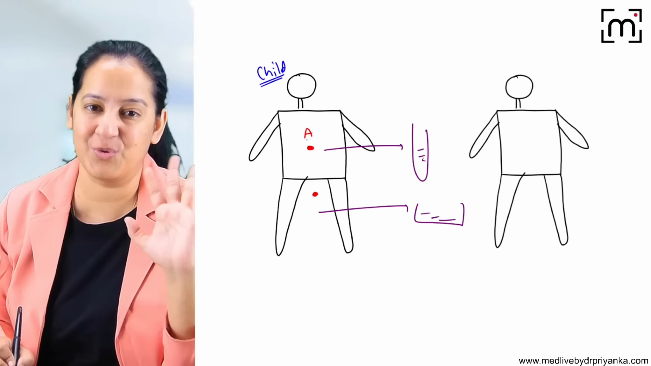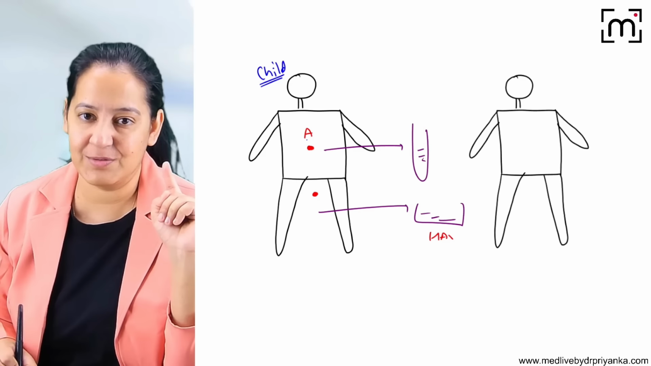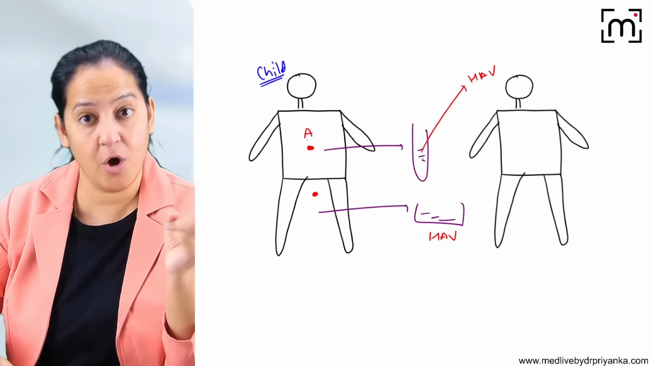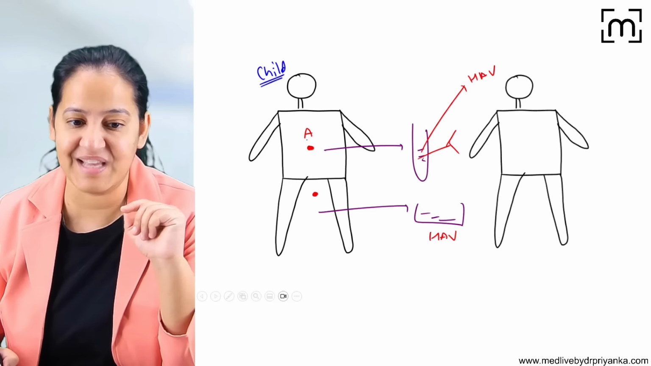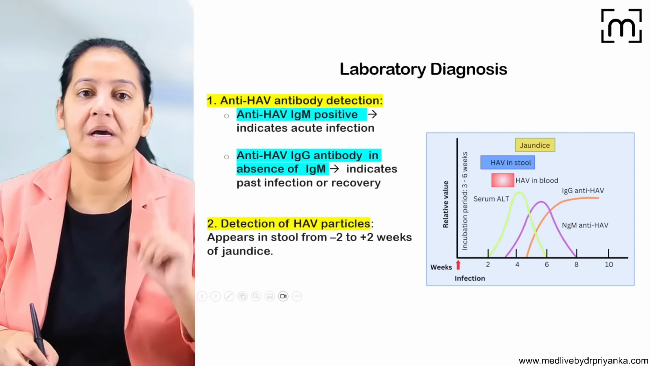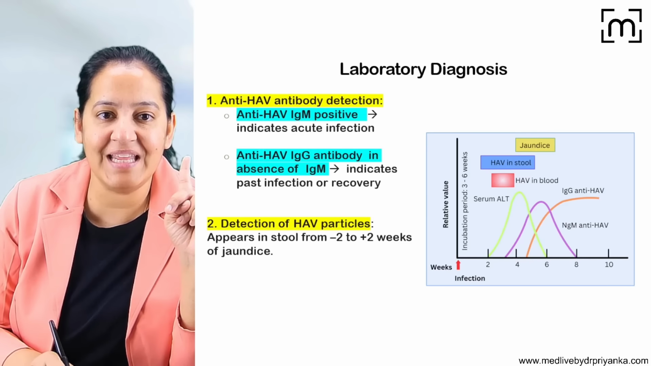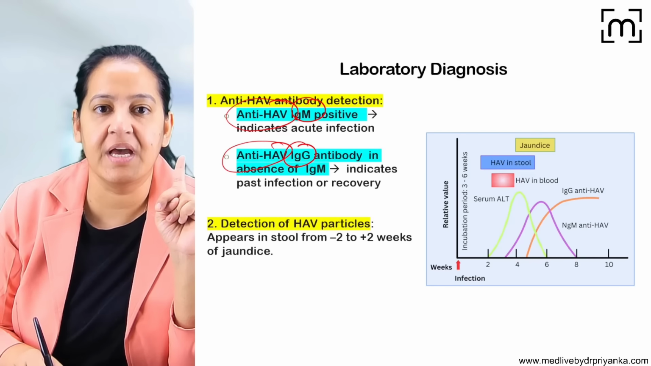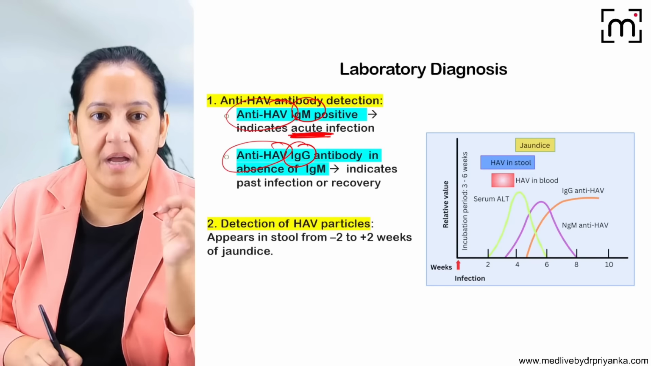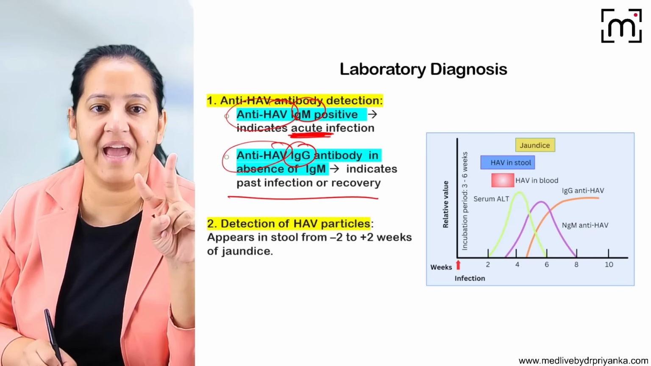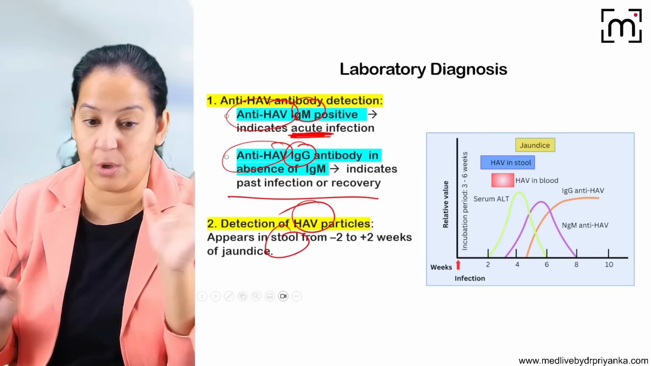In the stool we get only the hepatitis A virus, which is shed in the stool. In the blood we can get the hepatitis A virus, but along with the virus we can get the two types of antibodies, IgM and IgG, depending on whether it is a recent infection or past infection. The two types of antibodies are anti-HAV IgM and anti-HAV IgG. IgM represents acute infection and IgG represents past infection or recovery. And in the stools we can get only the virus, not the antibody.